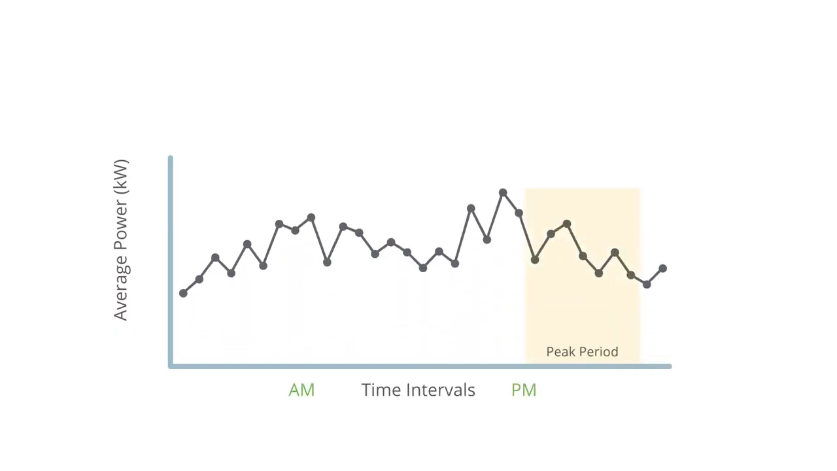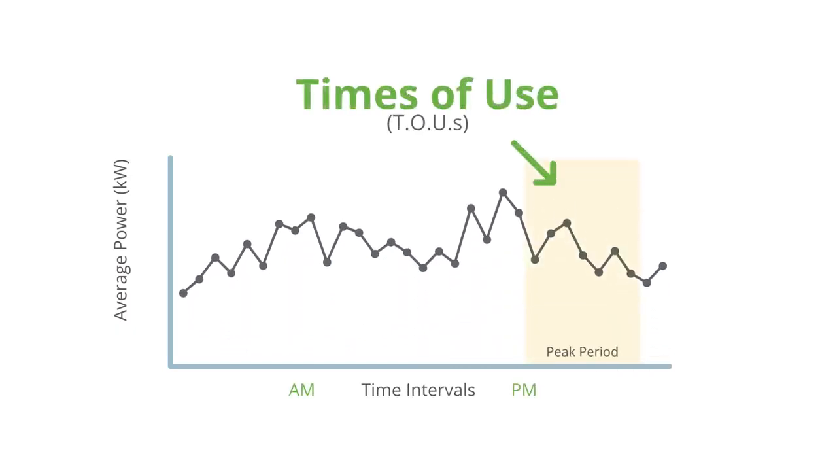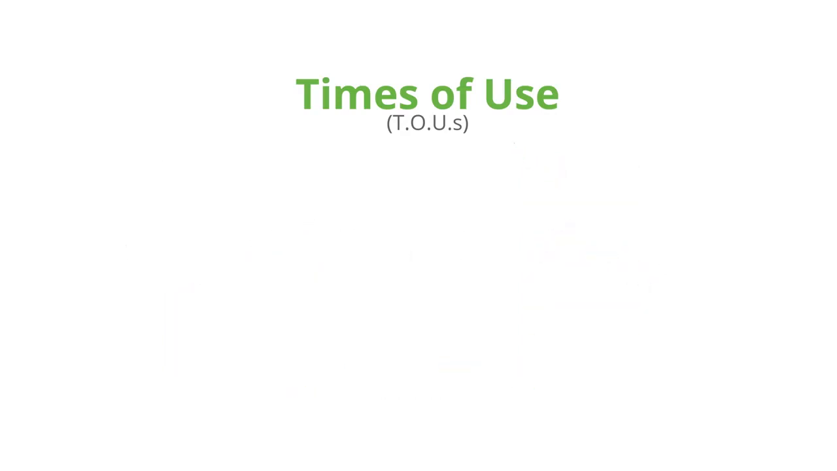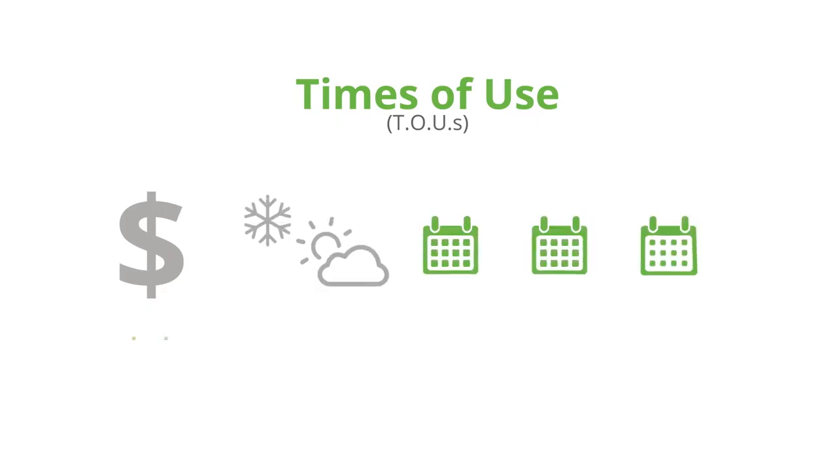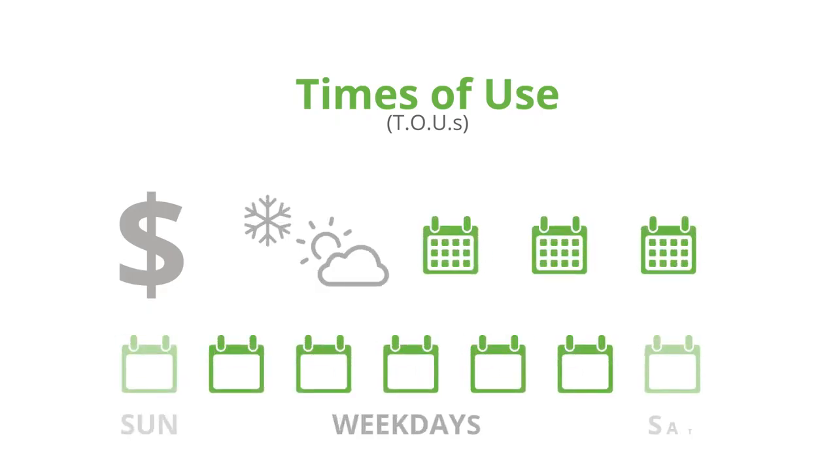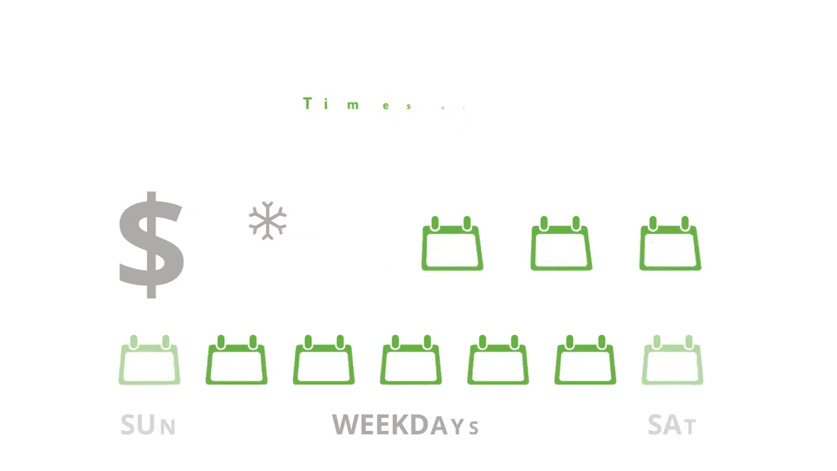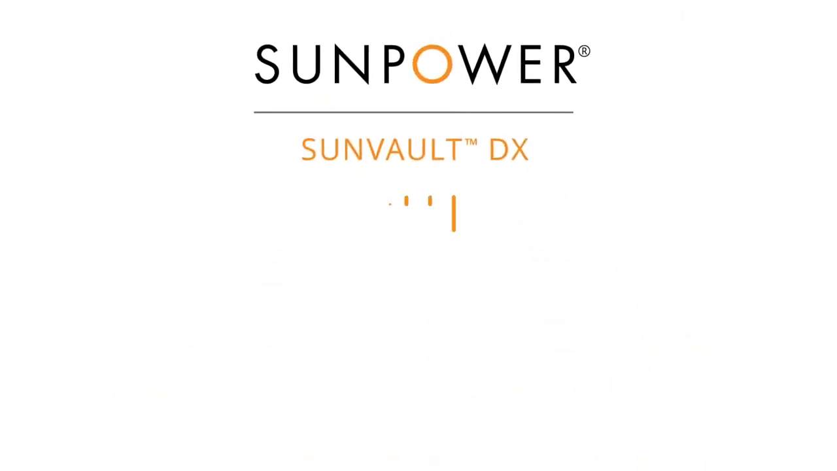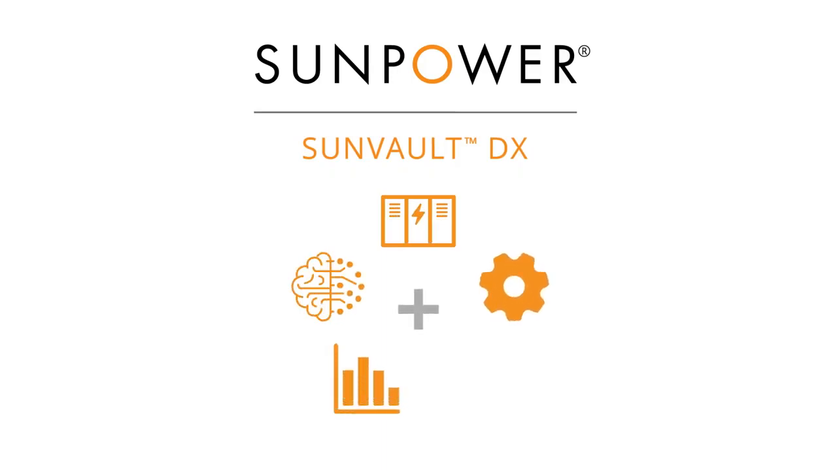Now let's look at times of use. The peak period mentioned earlier is what's known as a utility time of use, or TOU. TOUs are periods defined by the utility with different rates and pricing, and in addition to affecting demand charges, they also affect energy prices. TOUs vary by season and even by type of day, like weekday or weekend. Let's see how SunVault DX storage intelligently analyzes facility load, solar production, TOUs, and utility rate structures, including demand charges, to save money.